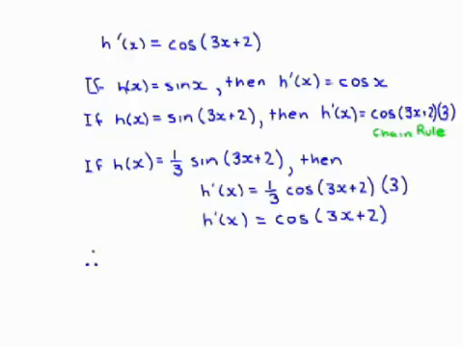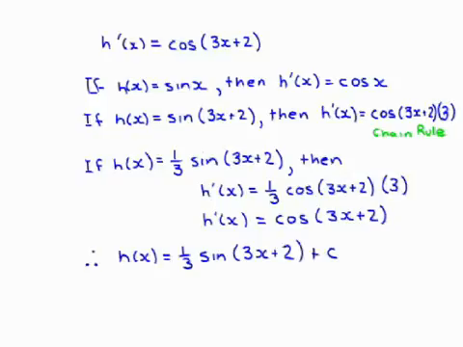Therefore, we can now state our general solution. h of x must be equal to 1/3 sine of 3x plus 2 plus c, where c is an element of the real numbers.